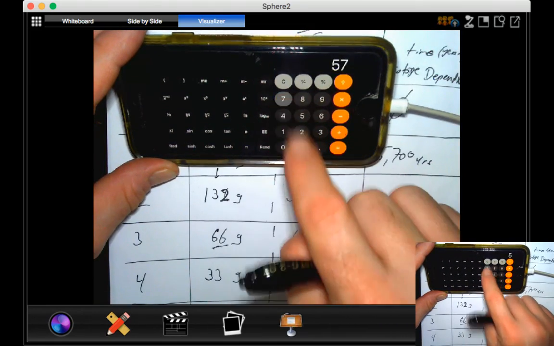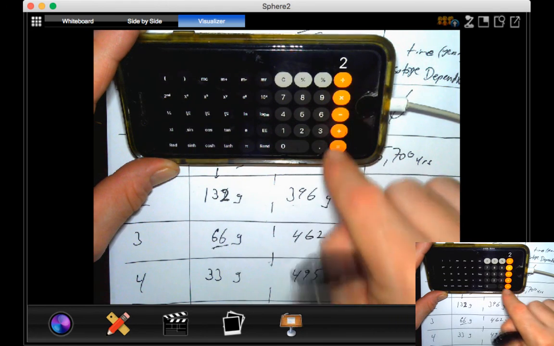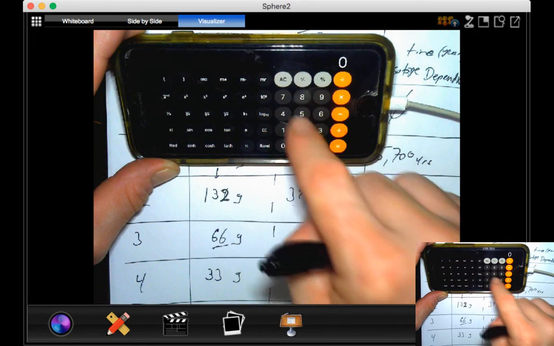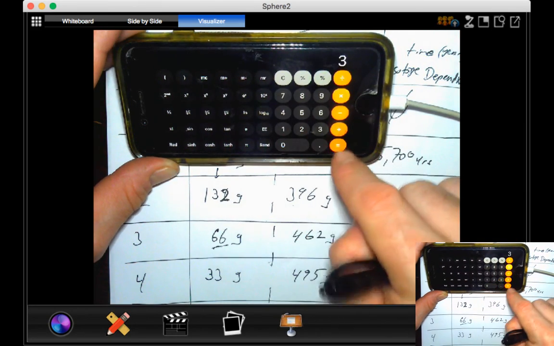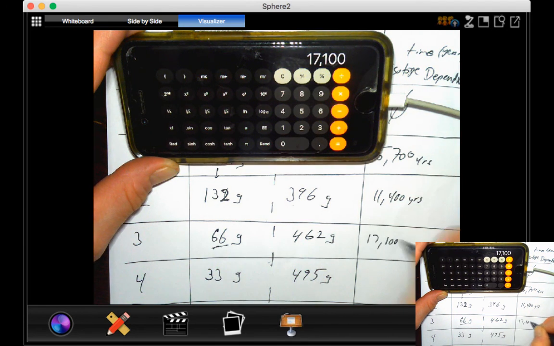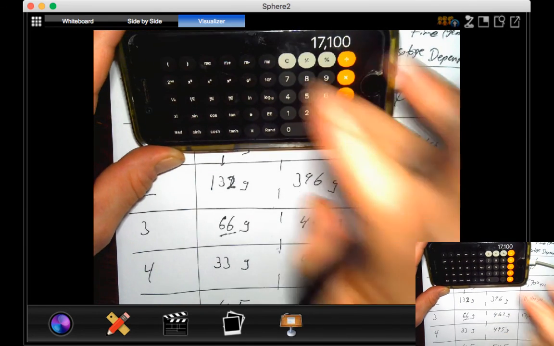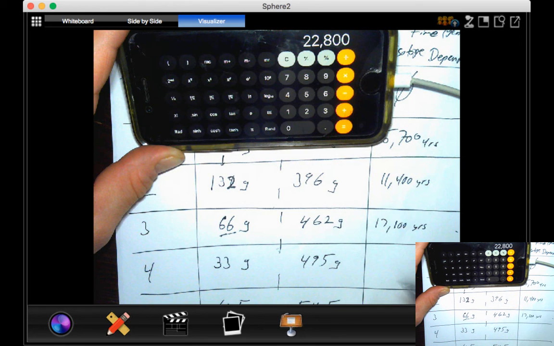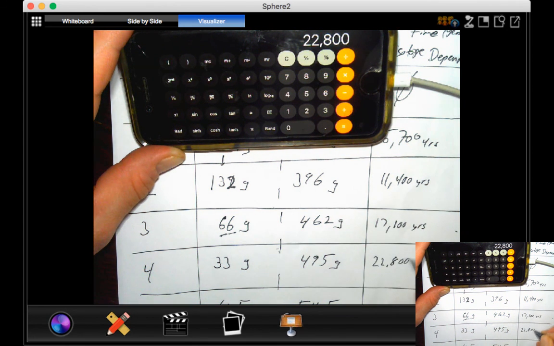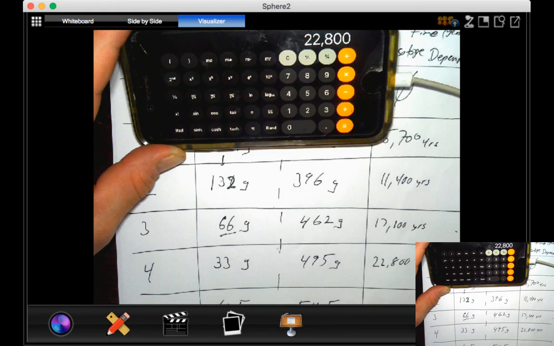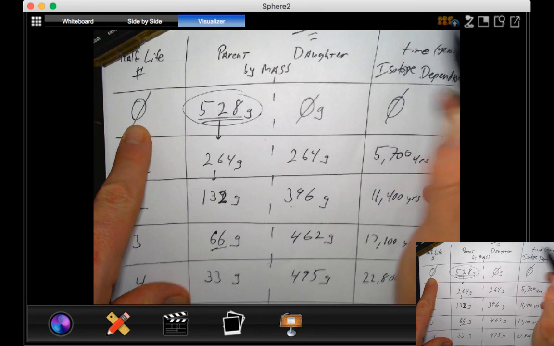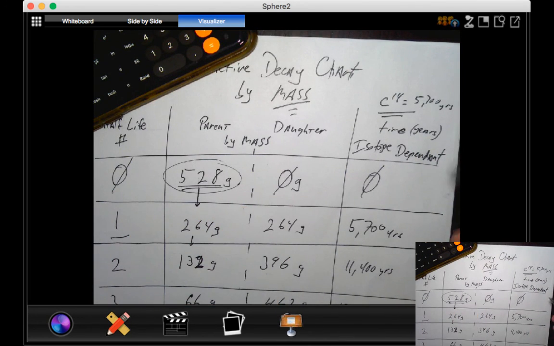I know what 5,700, so I'm using carbon, times 2. 11,400. Same process for both charts. 5,700 times 3 for my 3 half-lives. It took 17,100 years to get there. And if I want to know how long it takes carbon to go to 4 half-lives, times 4, all right, 22,800 years, and so on and so forth. That's how we do it. We take our half-life number, we multiply it by the isotope half-life time. So again, different for each. This is only for carbon, these numbers right here, all right?